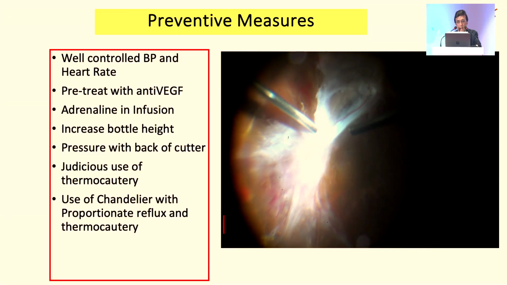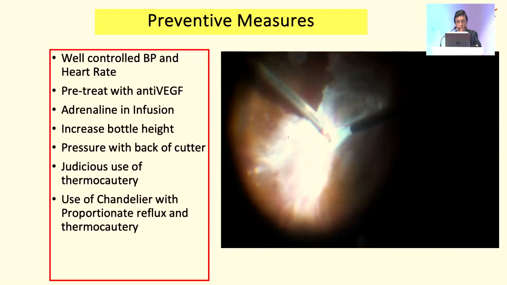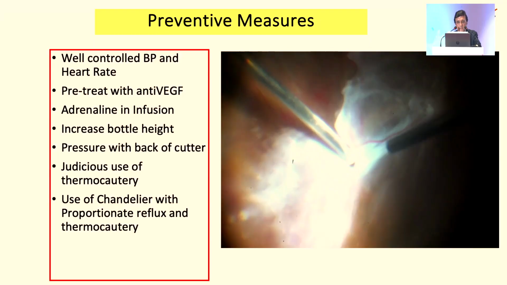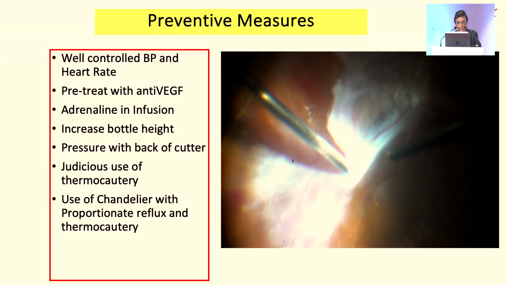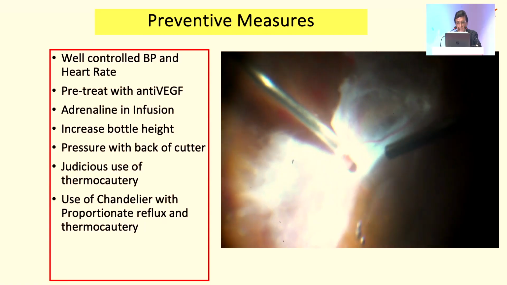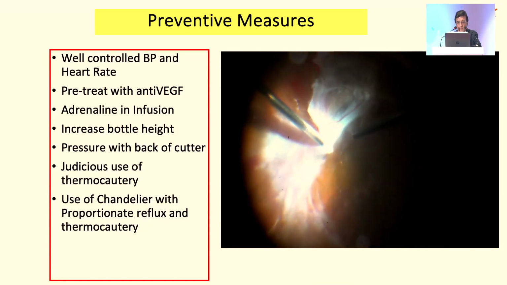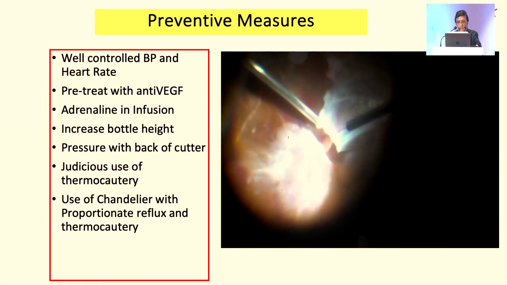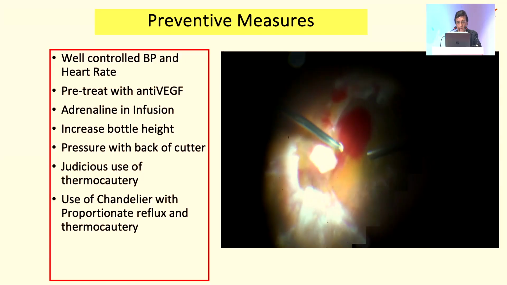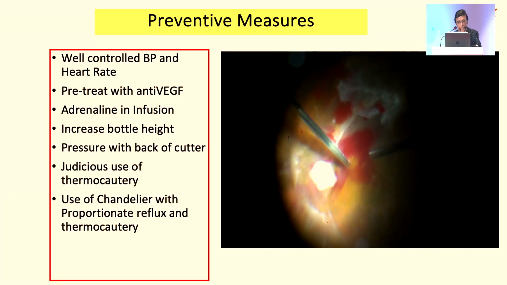If you have taken adequate preventive measures, like in this particular case, where the BP and heart rate were well controlled and we had pre-treated the patient with an anti-VEGF, this is a very fibrovascular membrane. You will see that I am doing proportionate reflux. You can see the fluid coming out. We create a path where we have identified the place to dissect these membranes, and once we dissect them out, if there is a hemorrhage on the retinal surface, it's better to mop it off rapidly, before it forms a membrane.